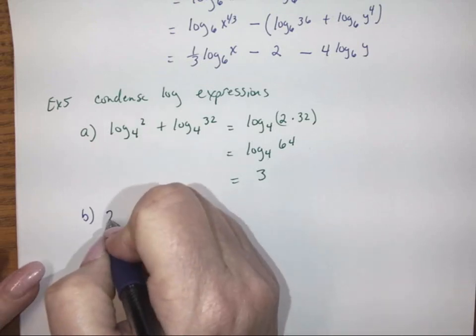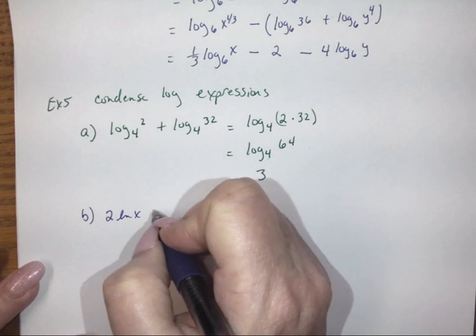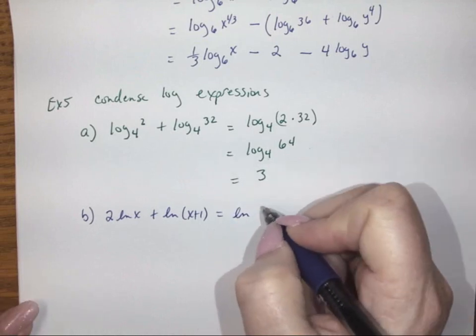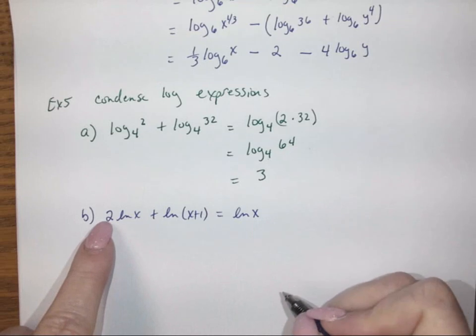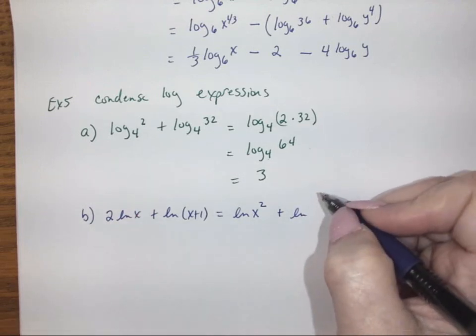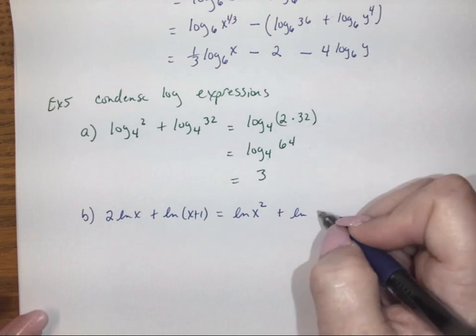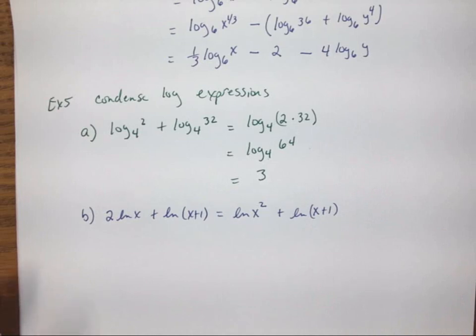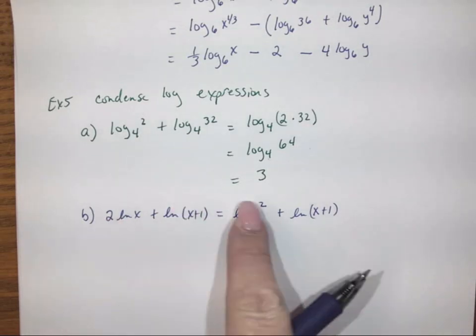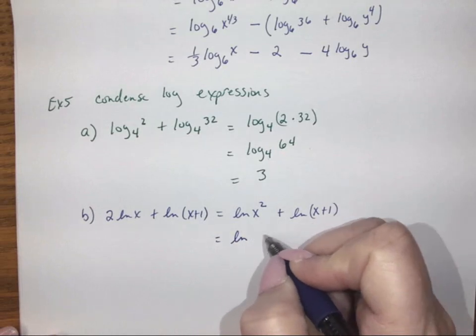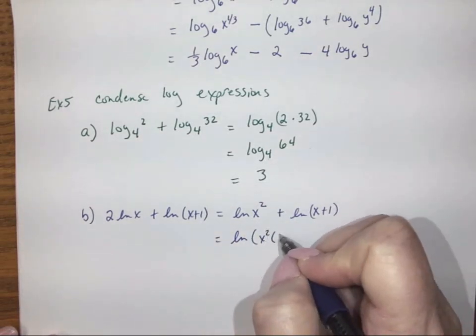So if we have, for example, B, 2 ln of x plus the ln of x plus 1. So the exponents have to come first, so we're going to put the 2 back up, plus the ln of x plus 1. All right, so first thing we had to do was our power rule, because you can't expand or condense it until you have a 1 up front. So we moved that exponent up, and now this will become multiplication, which will be the ln of x squared times x plus 1.